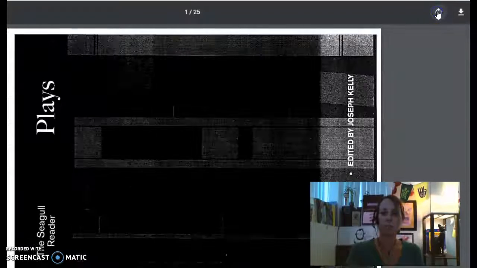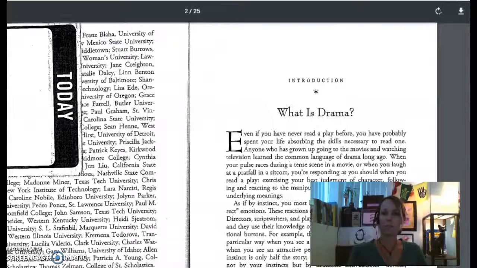I'm rotating mine. If you look here, you can't see me clicking my rotation button unless I move this here. If I hover here, I can actually rotate it to be how I want it to be. And that way, it's much easier to read.